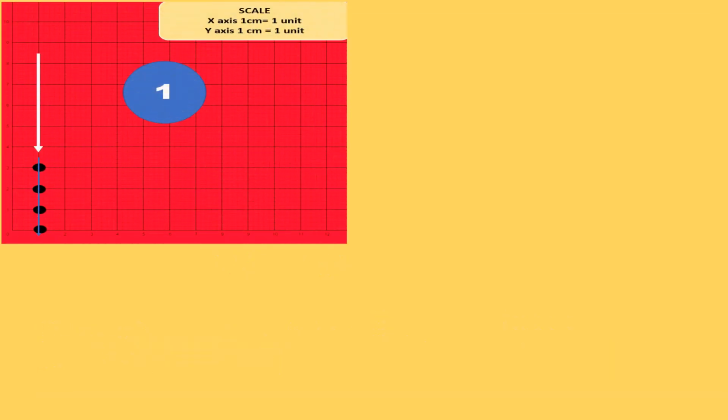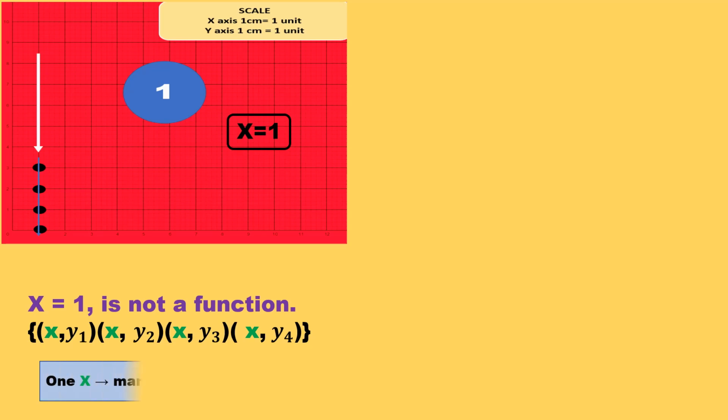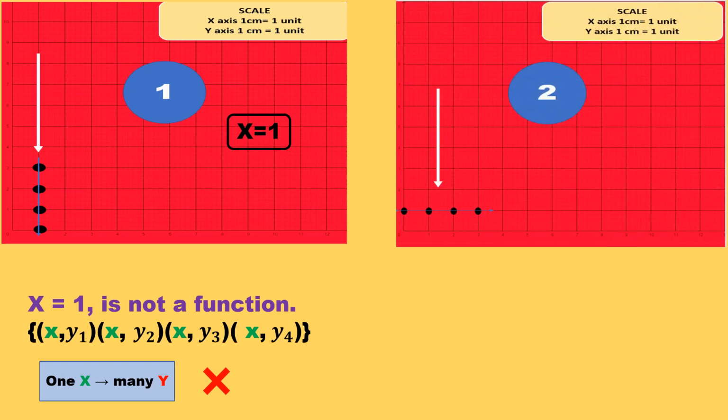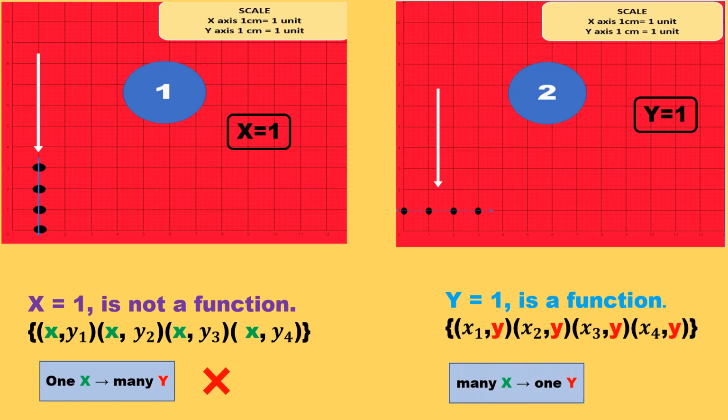Let's consider this graph, which is x is equal to 1. x is equal to 1 is not a function since x is constant, y varies. For one x, many y is not a function. Let's consider another graph, y is equal to 1. y is equal to 1 is a function since x varies, y is constant. For many x, one y is a function.